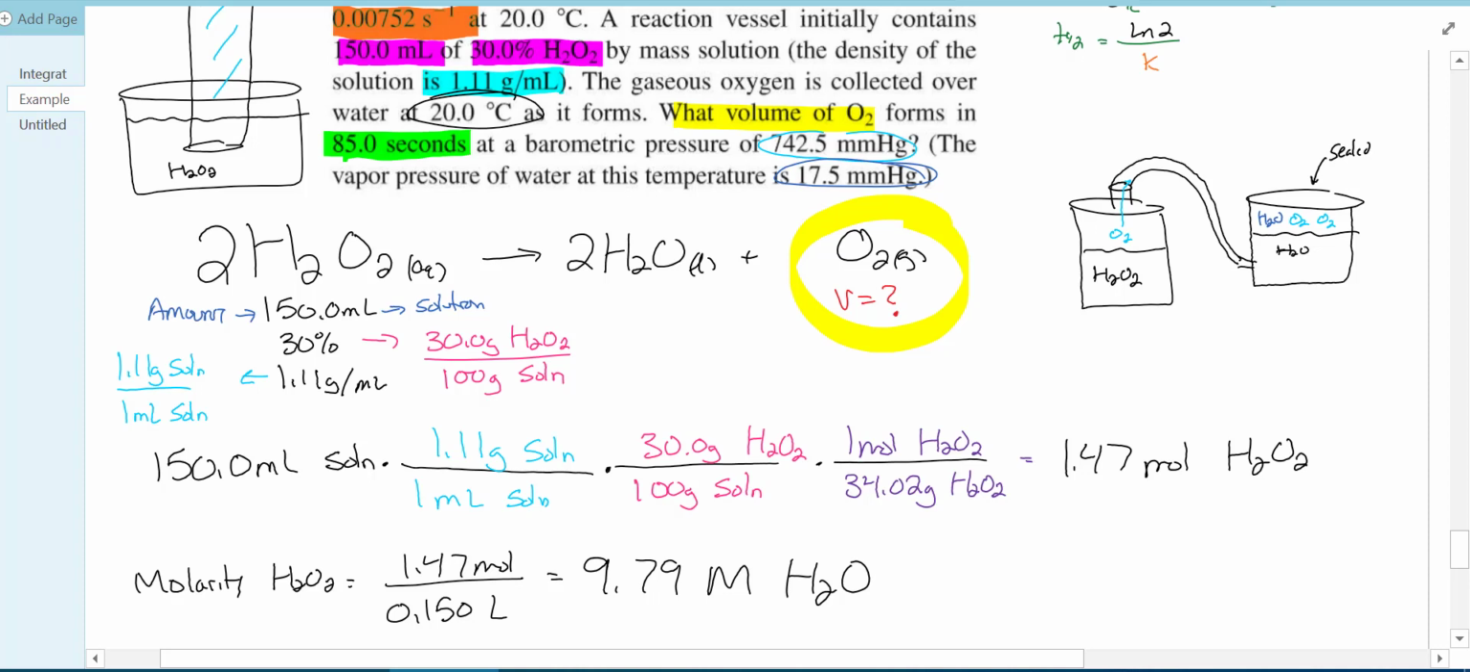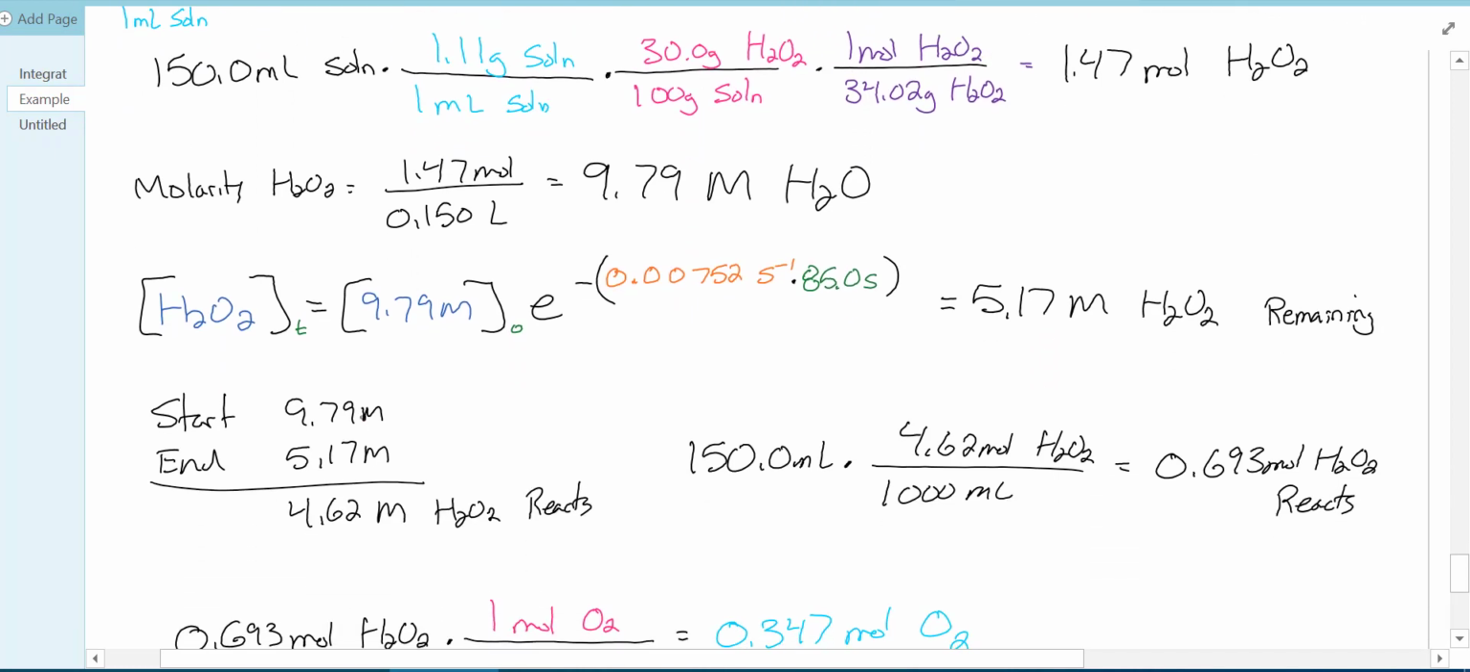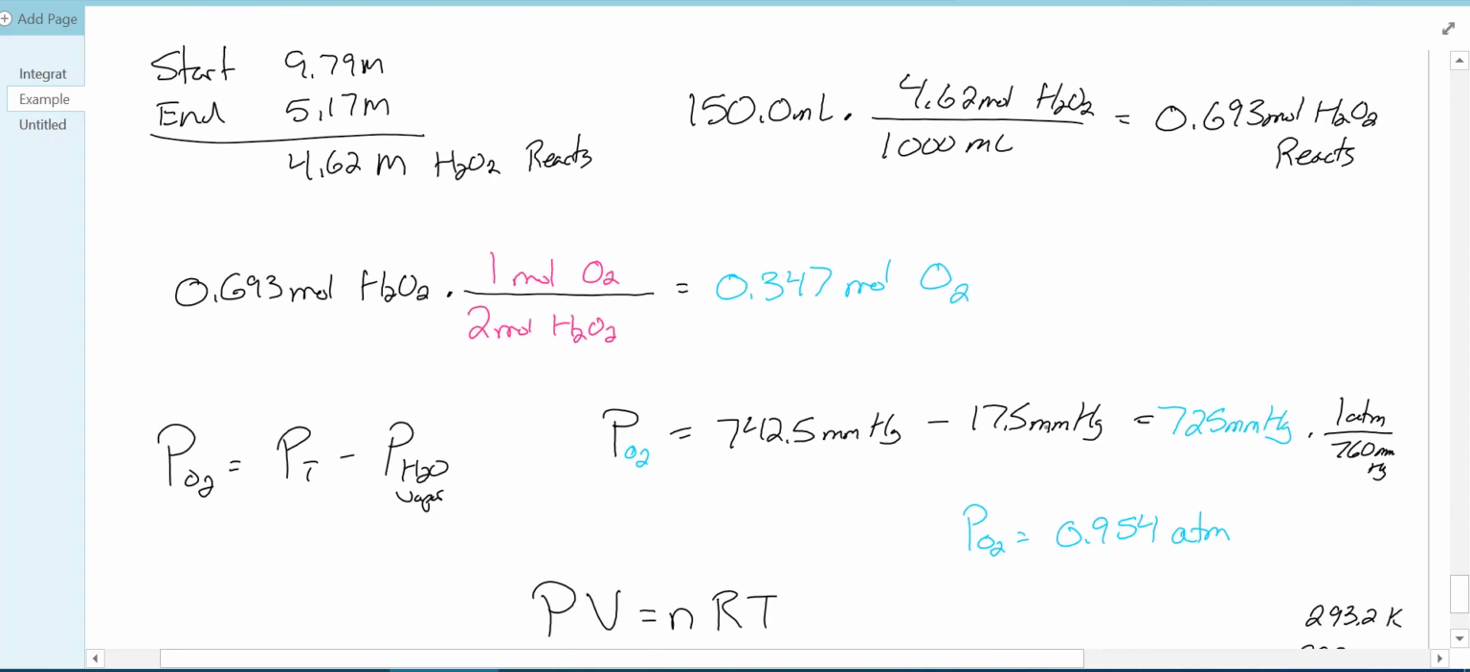So hydrogen peroxide, 150 milliliters. We did the density, the mass percent, the molar mass, got the moles, went back to moles per volume, and got the molarity. Did the first order kinetics to figure out how much is remaining at the end. Subtracted the start from the end to get how much reacted. And once we got the molarity, we used the volume and molarity to get moles. So we found how many moles of H2O2 reacted. Once we knew the moles of H2O2 that reacted, we figured out how much oxygen product we made. Then we had to subtract the water vapor from the total pressure to get the pressure of oxygen gas.